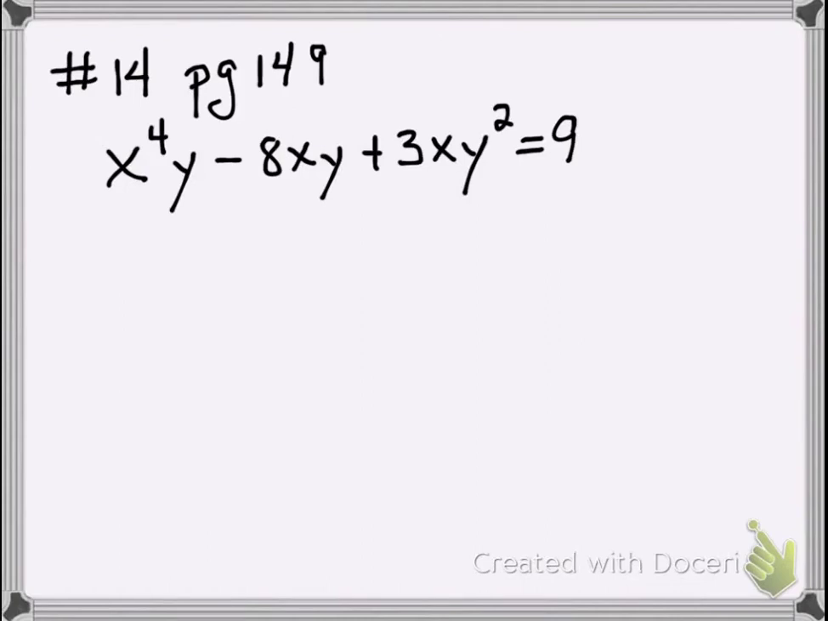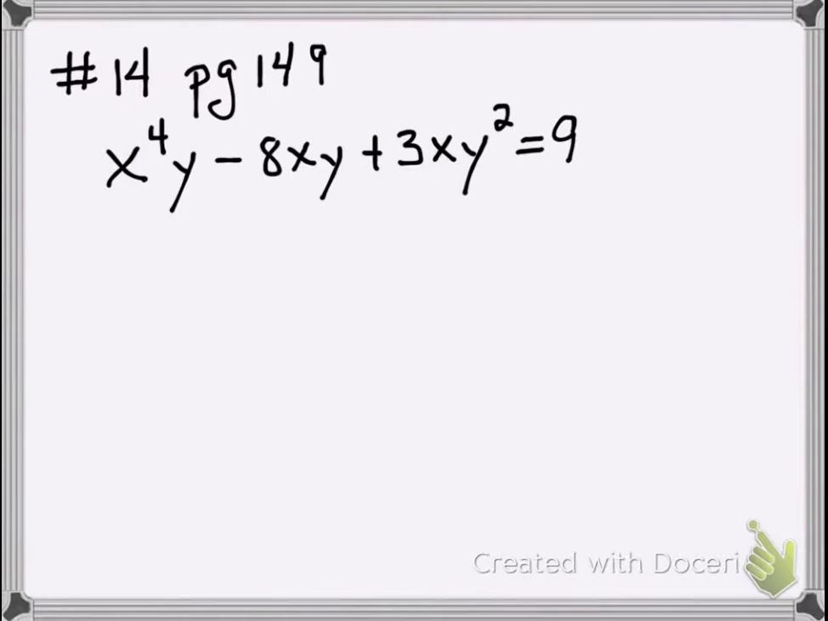So here we have another example of implicit differentiation. This is problem number 14 on page 149. And so we're going to do implicit differentiation to find y prime again. And this time we'll be doing it term by term throughout the entire equation, just like we did before.